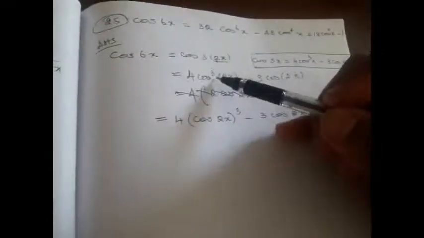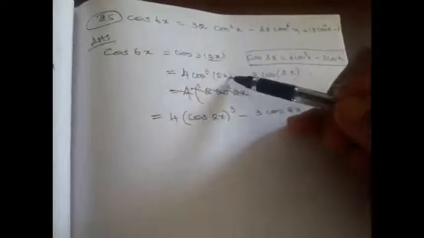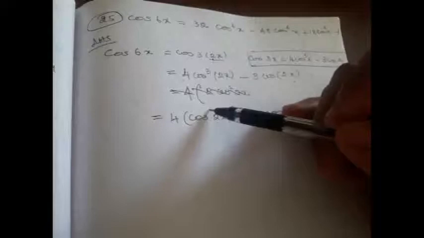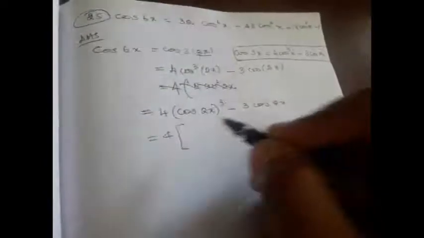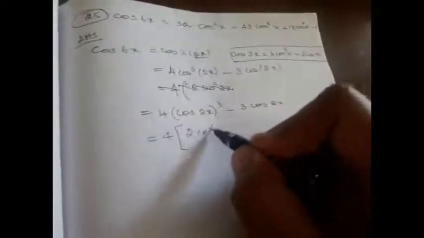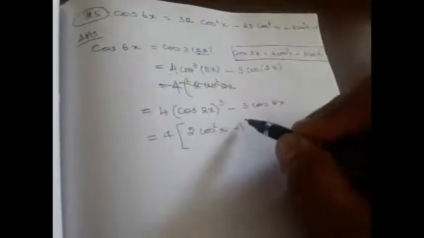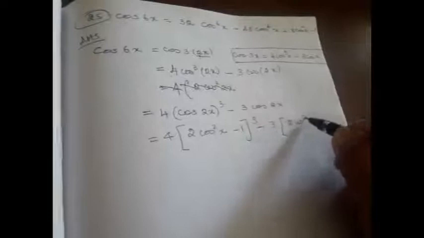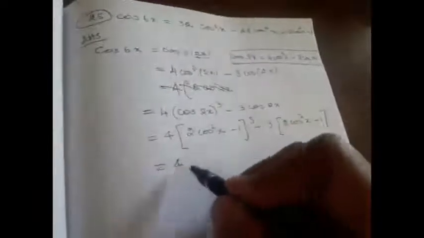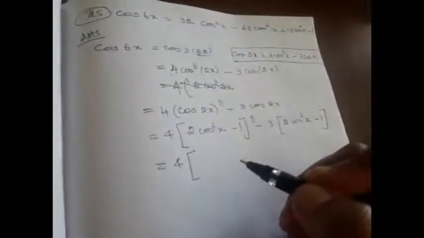Now as I told you earlier, this cos cube 2x can be written as cos 2x the whole cube. This only we are writing as cos cube 2x minus cos 2x. Now apply the cos 2x formula. 4 into, what is cos 2x? 2 cos square x minus 1 the whole cube, minus 3 into again 2 cos square x minus 1. Now apply the a minus b the whole cube identity. What is the a minus b the whole cube identity?